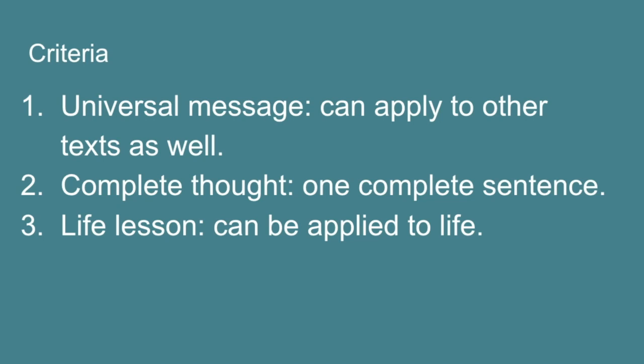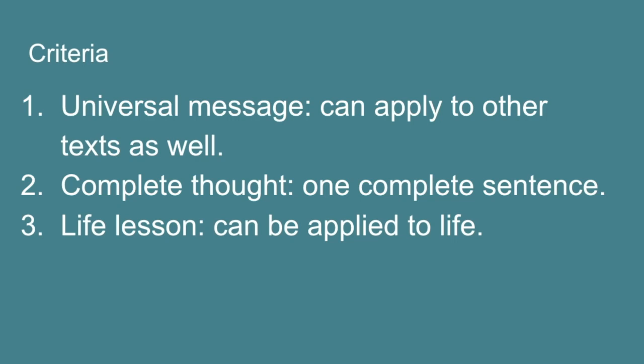Then it also needs to be a complete thought. That means one complete sentence. It should never just be, my theme for this is hope. Hope is not a theme. Joy is not a theme. Happiness, that's not a theme. It needs to be one complete sentence, right? Like power corrupts people, or something to do with that.